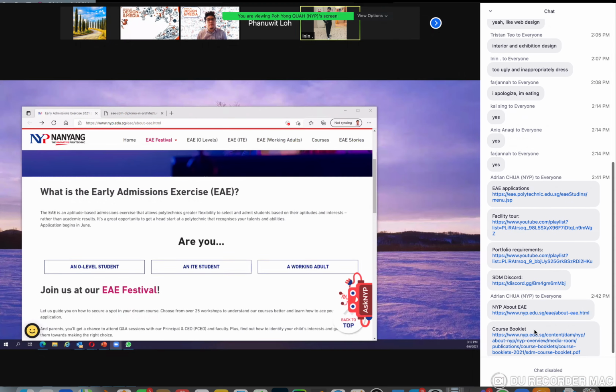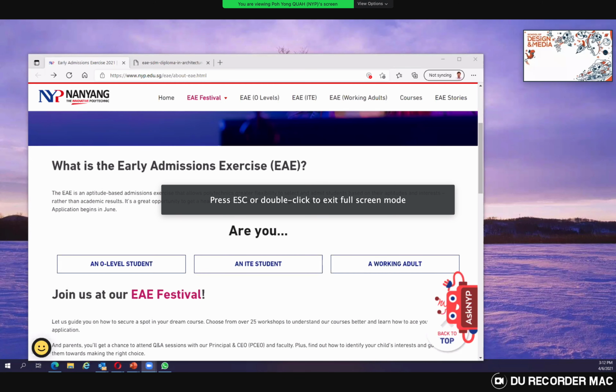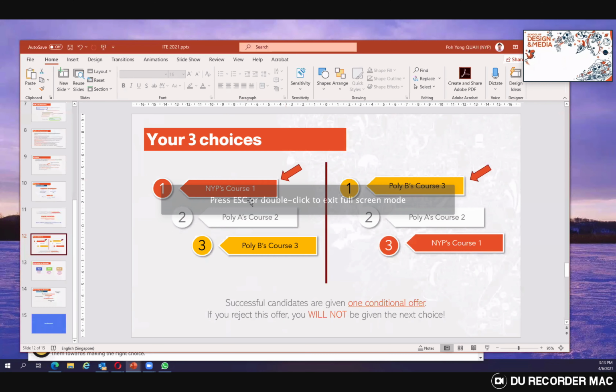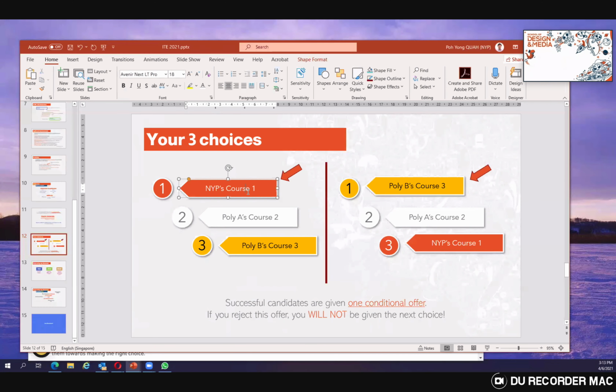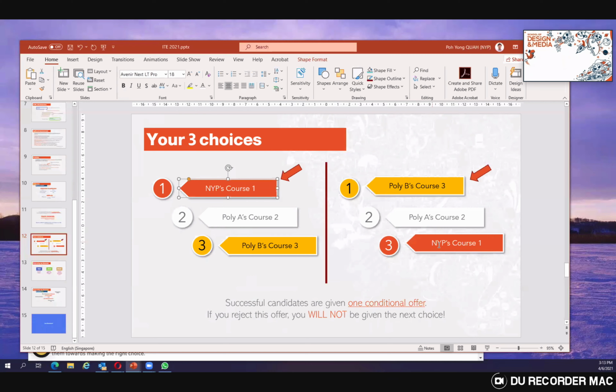Yes. Yeah. So this is what I'm saying. If you say I'm very interested in NYP course, then of course my NYP course is the higher one. But if you decided that this is my third choice, right? I'm more interested in Poly B, Poly A, and then Poly NYP, right? So when you have offered 3 courses, of course they will give you the first choice first, because that's your higher choice.